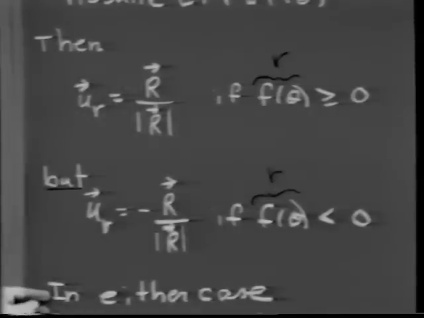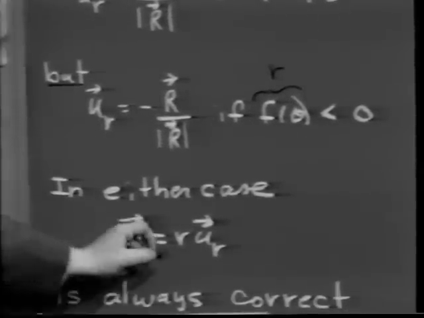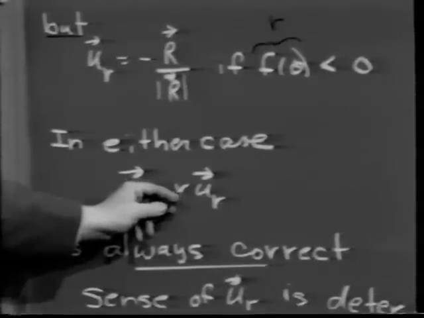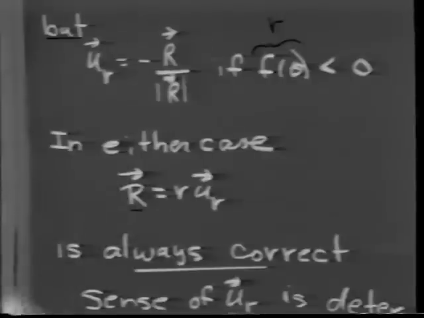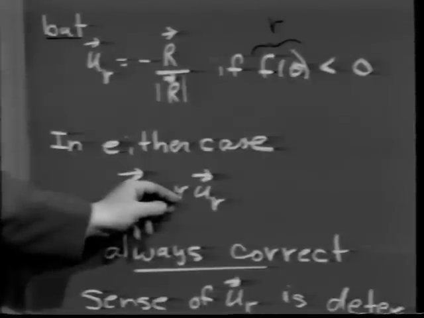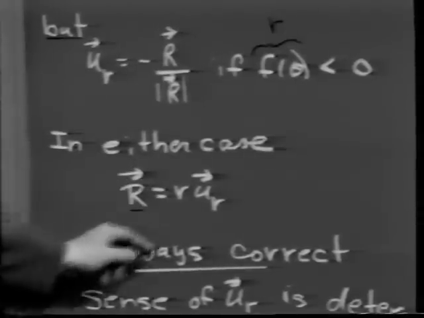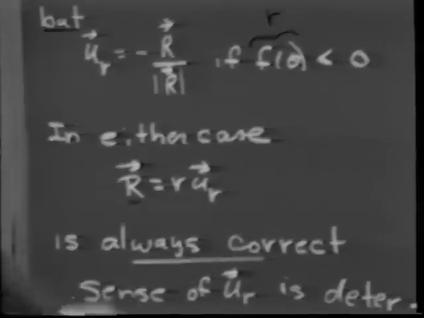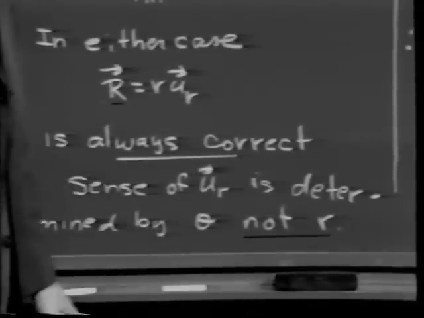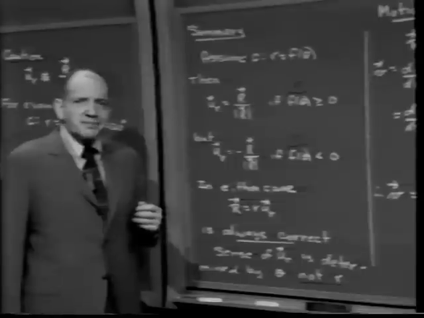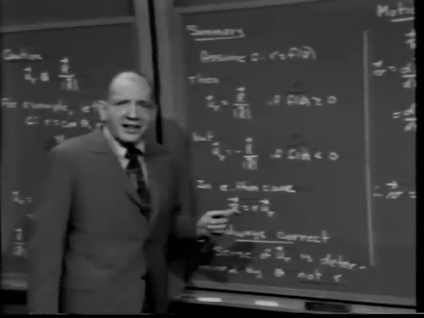The important point to notice, however, is that in either case, the radius vector r is equal to the polar coordinate r times u sub r. In other words, if r happens to be positive, these two vectors have the same sense. If r happens to be negative, these two vectors have the opposite sense. In other words, in either case, this expression is always correct. But the important thing to notice is that the sense of u sub r is determined by theta, not by r, not by f of theta. Okay?